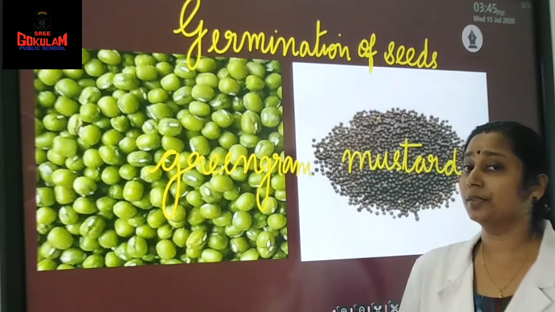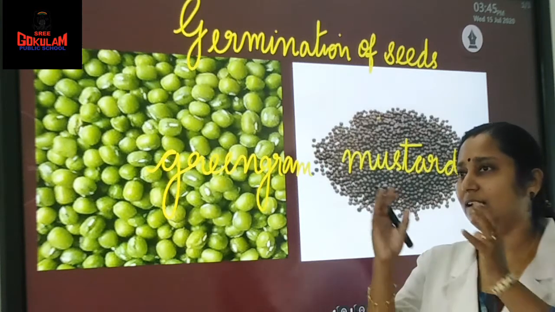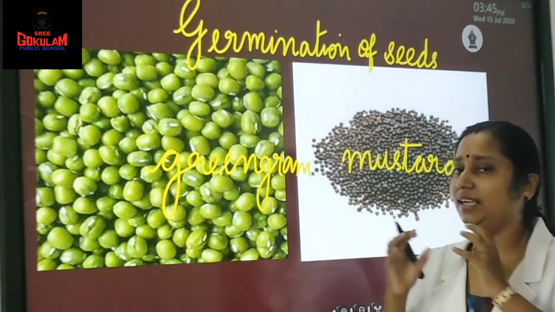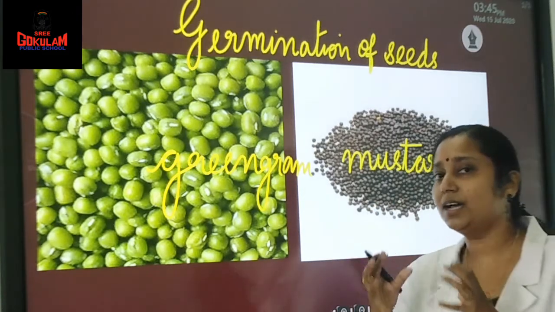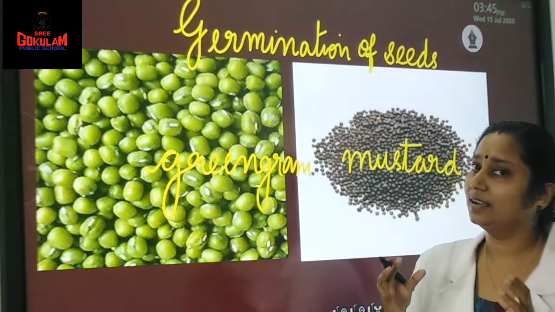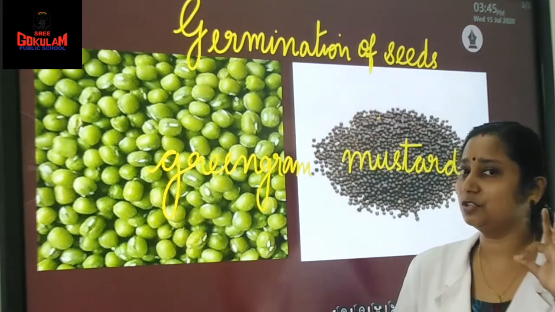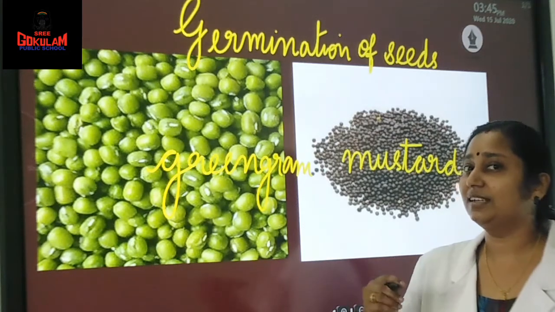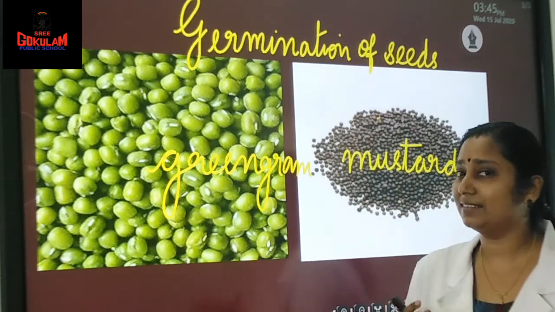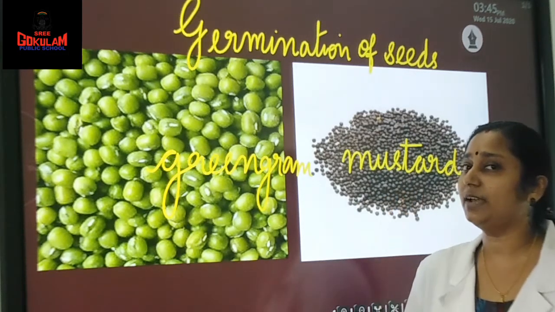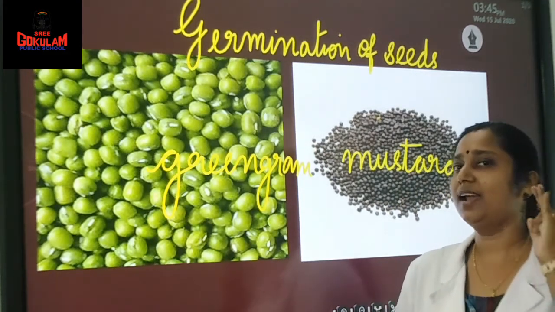So you should have water, that means the wet cotton, air and sunlight. The cotton should be wet, it should get proper sunlight and air. So three things are needed for the plants to grow. For the plant to come out of the seed, what all things are needed? Water, air and sunlight.